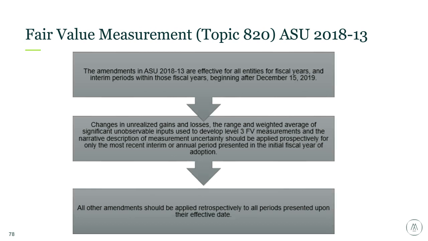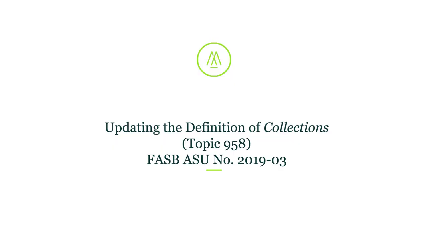So these amendments will be applied prospectively for disclosure of the changes in unrealized gains and losses, the range and weighted average used to develop significant unobservable inputs for level 3 instruments, and the narrative description of the measurement uncertainty. All other changes should be applied retrospectively. So that's all I had.